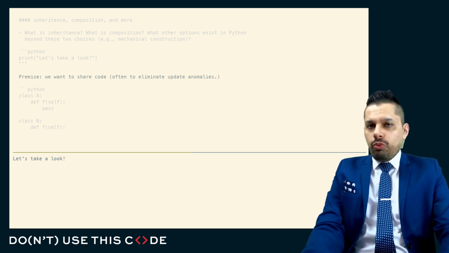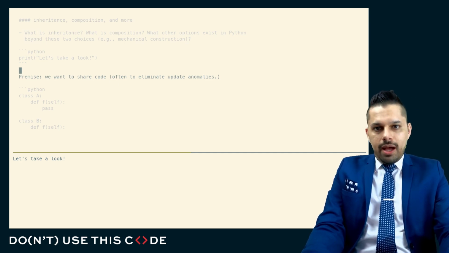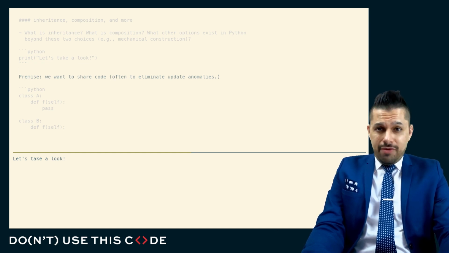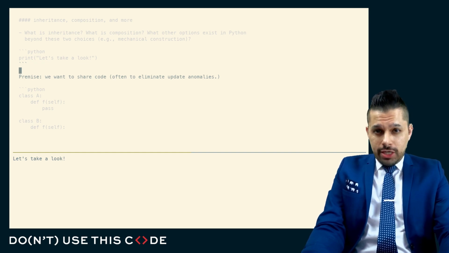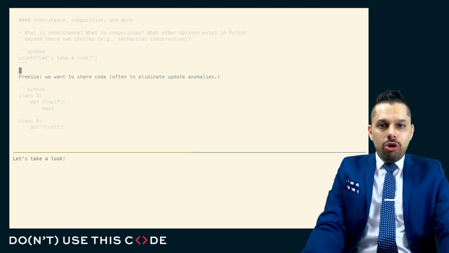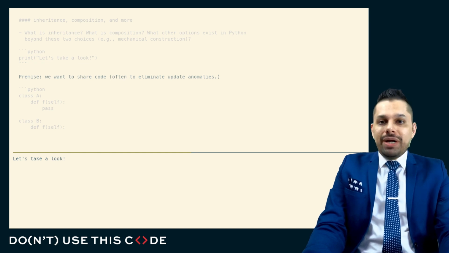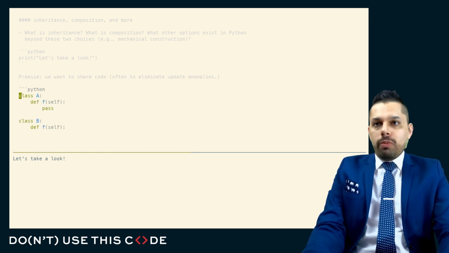Our first premise is we want to share code. And the reason we want to share code is to eliminate update anomalies. There are many places in our code where we're doing largely the same behavior. And we want to make sure that if that behavior changes, it changes in all of those call sites, all of those places at the same time. It's not the case that they just happen to look the same today, but that they are fundamentally identical. And so a change in one place cascades to all places.